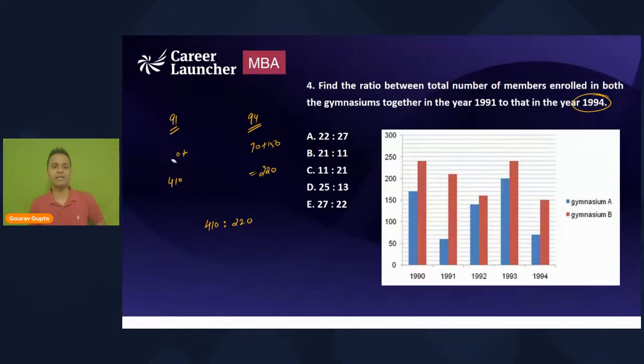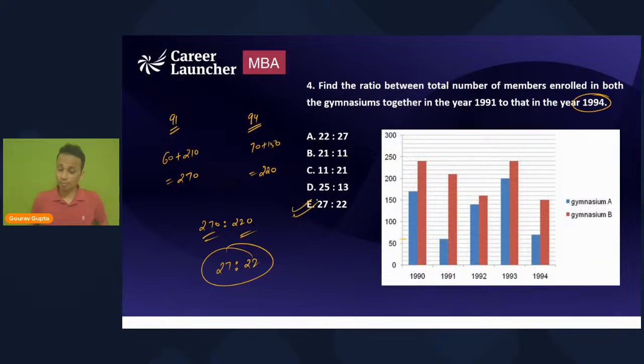So I have to do it for 1991. So yes, year 1991, the value is 60 and 60 plus 210. So 60 plus 210 is 270. So the total is 270. So the ratio will be 270 is to 220, and it should be 27 is to 22. So the correct answer will be option E. Yes, correctly given by all of you.